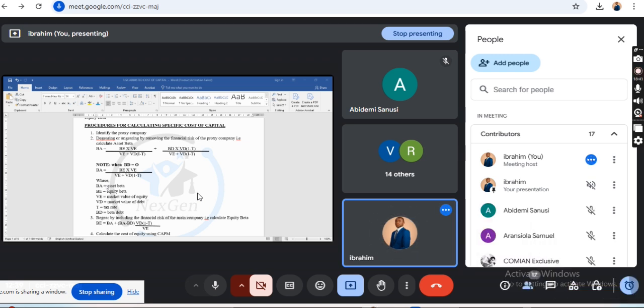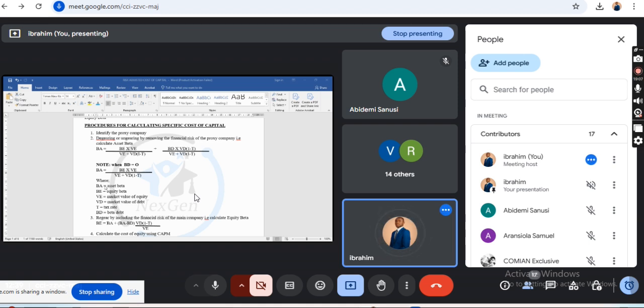So therefore, your equity beta will be equal to BE times VE divided by VE plus VD times (1 minus T), because the other side automatically becomes 0 when the beta debt of the proxy company is not given in the question. That is equal to 0, right?